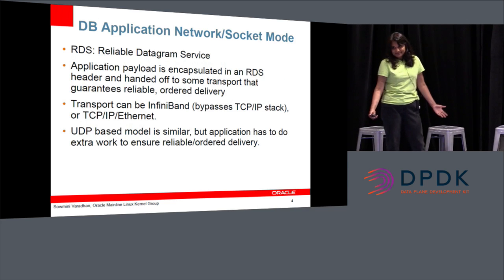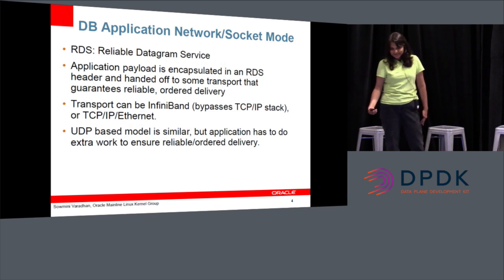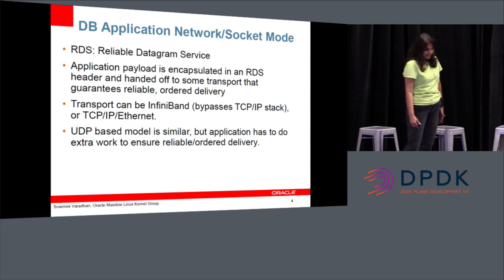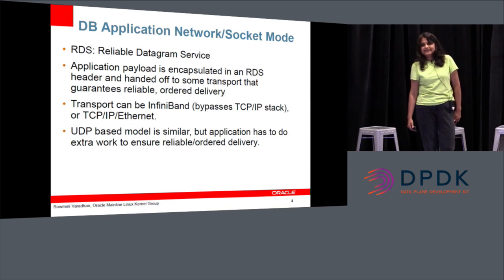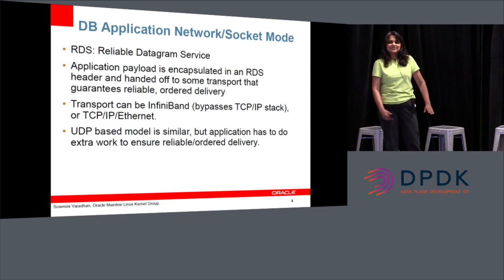So UDP is probably well known to everybody, but RDS probably not so much. So let me talk a little bit about what RDS is. RDS presents a datagram model to the application. So the application can do send message and receive message, and it sees message boundaries. But underneath, that message gets sent over a reliable service. That means something that guarantees reliable ordered delivery, retransmissions, and all those things.